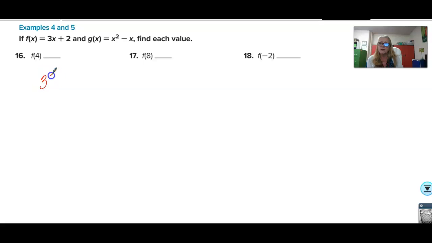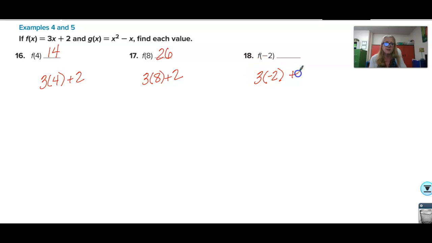So this would be 3 times 4 plus 2. We substitute the 4 for the x. This would be 12 plus 2, which is 14. If x was 8, it would be 3 times 8 plus 2. 3 times 8 is 24, plus 2 is 26. And then we substitute negative 2. We would have 3 times negative 2 plus 2. Multiply first. 3 times negative 2 is negative 6, and negative 6 plus 2 is negative 4. Pretty straightforward.